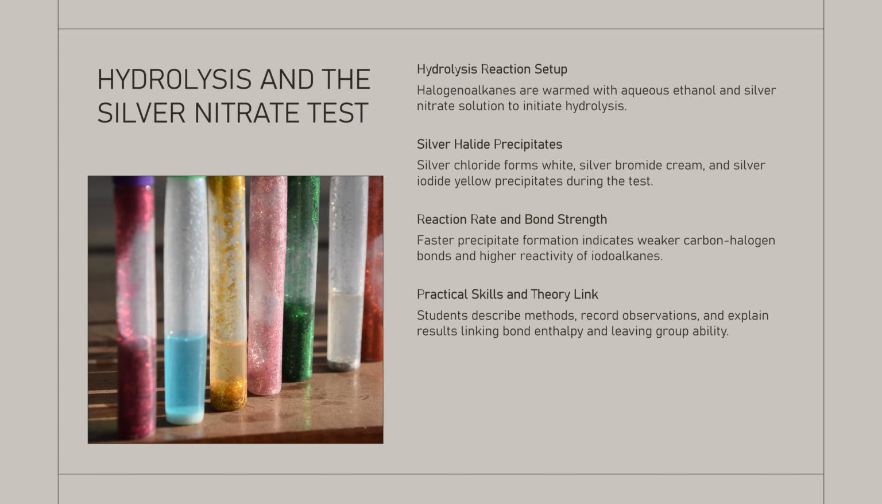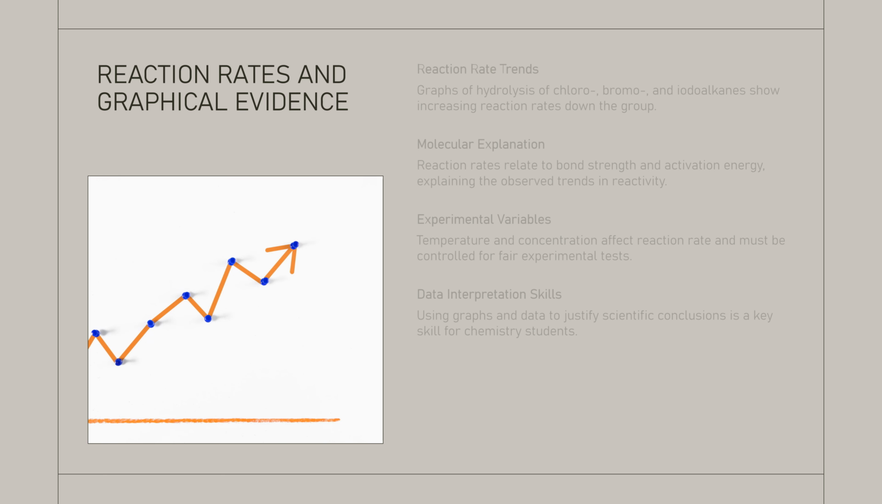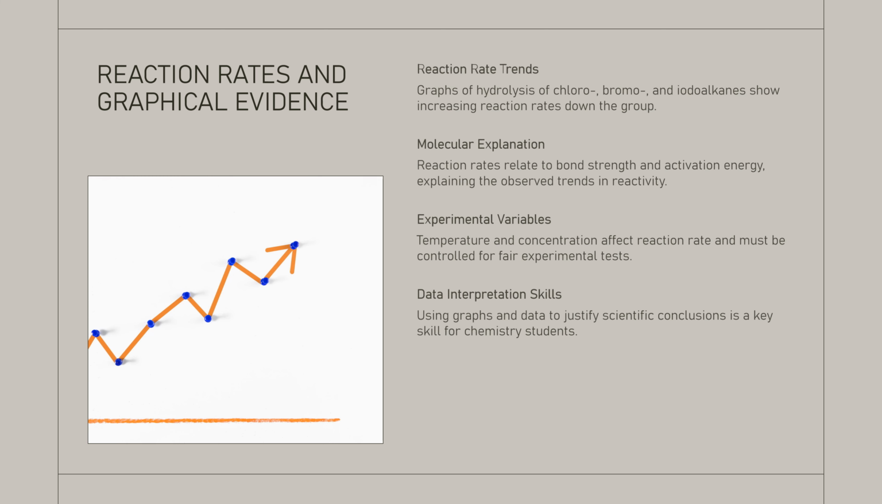The time taken for the precipitate to appear is used as a measure of reaction rate. Faster reactions indicate weaker C-X bonds, which explains why iodoalkanes react more quickly than bromoalkanes and chloroalkanes. Reaction rate data plays a crucial role in supporting theoretical explanations of halogenoalkane reactivity. In the context of hydrolysis reactions, graphs showing relative rates for chloro, bromo, and iodoalkanes clearly demonstrate the trend of increasing rate down the group.